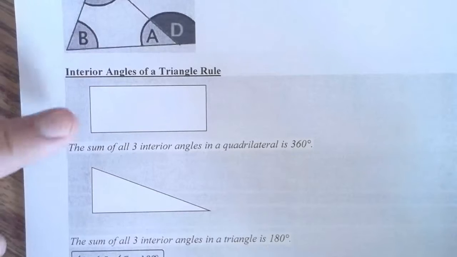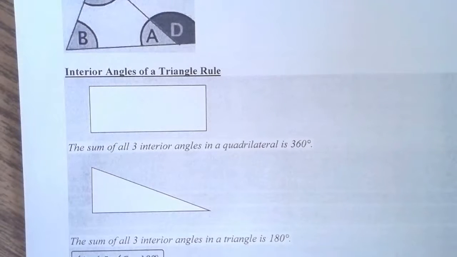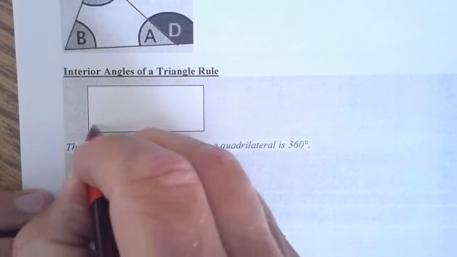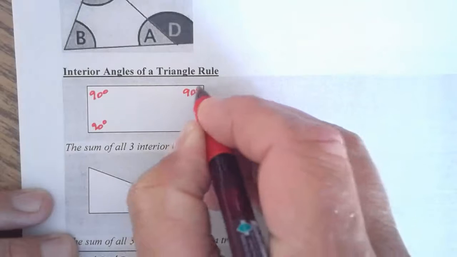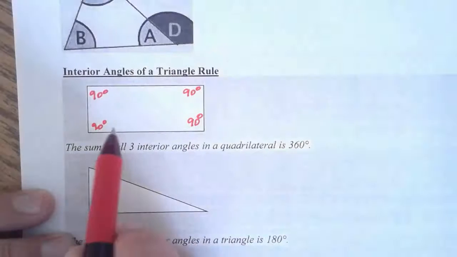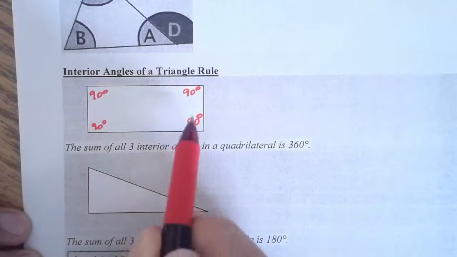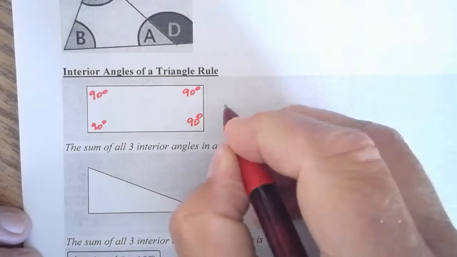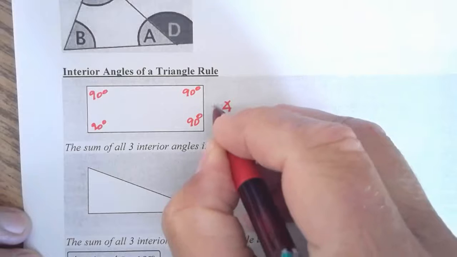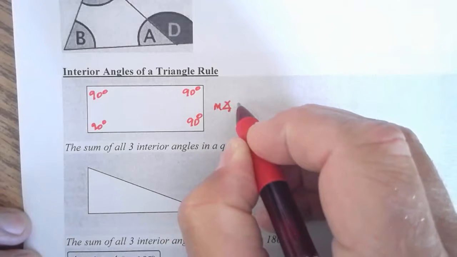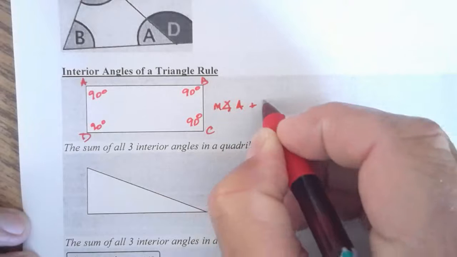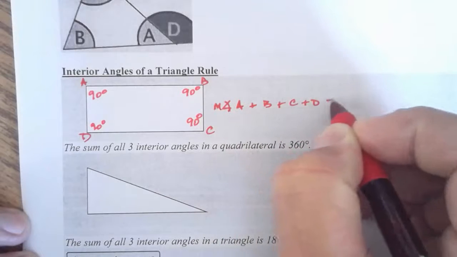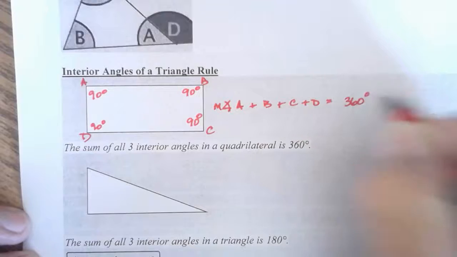If you would look at this, this is a rectangle, but just think of any quadrilateral. This one's pretty easy because what we know about a rectangle is that all 4 of these angles are 90 degrees. So if we found the sum of the measures of all 4 angles inside this quadrilateral, let's call them A, B, C, and D, if we added up A plus B plus C plus D, what we would get is 360 degrees.